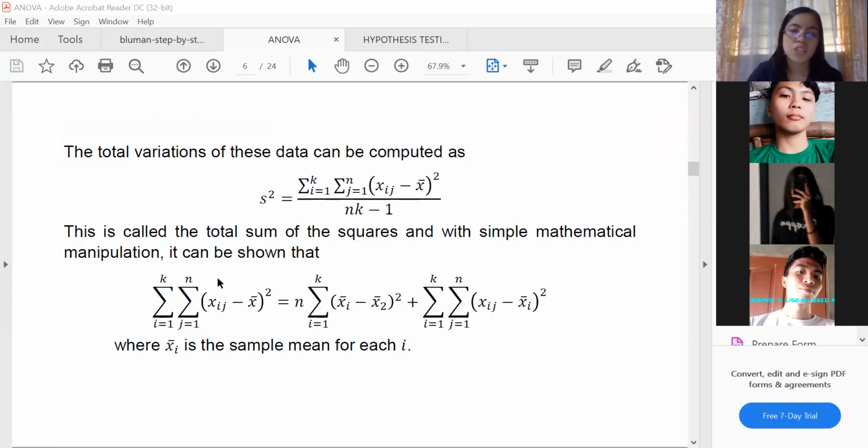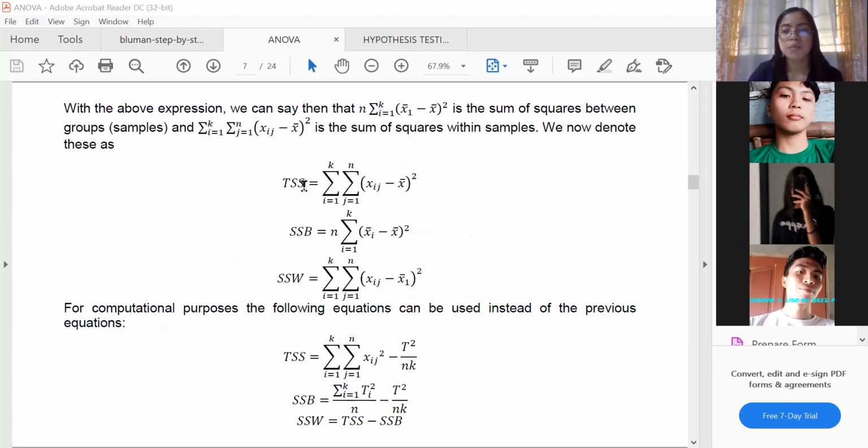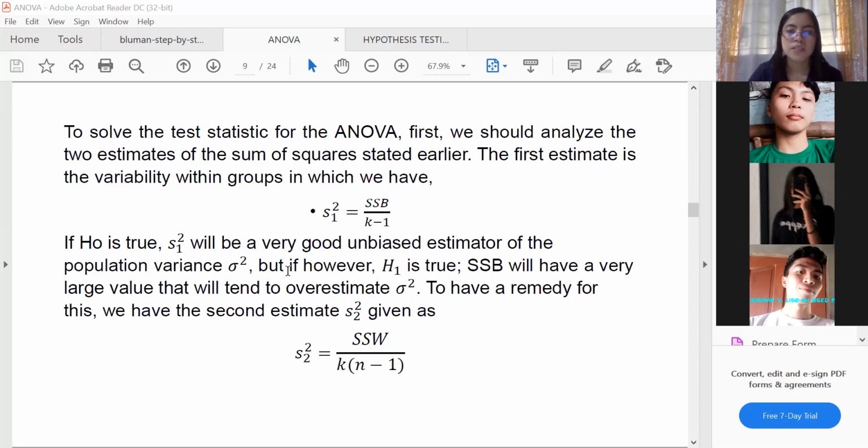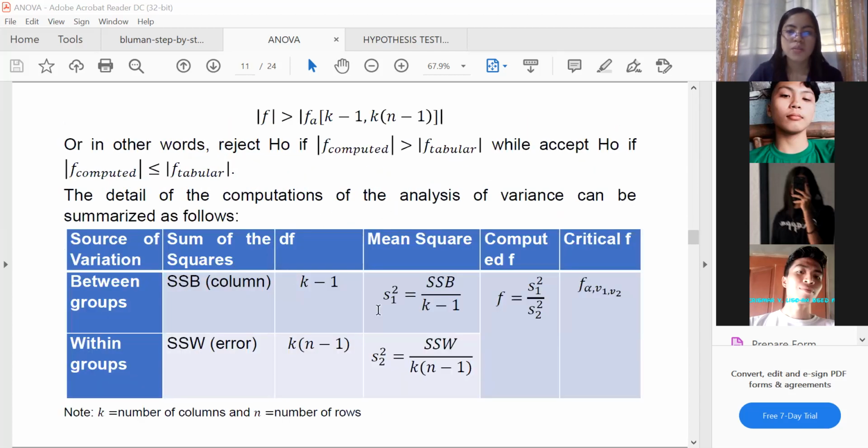That is the total variation. So total sum of squares, then sum of squares between, and sum of squares within. Actually, sum of squares treatment, they also use TR for treatment, and then sum of squares error, or within groups. Okay, so I will show you some. So this is the computation. This is our standard table. So this is the sum of squares between groups, and then sum of squares within.